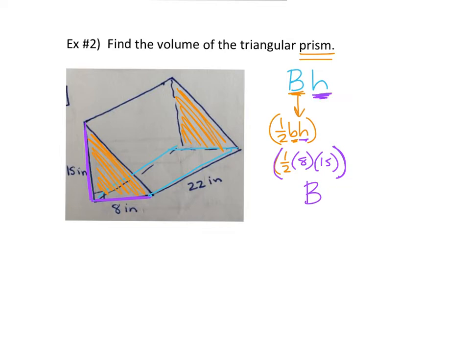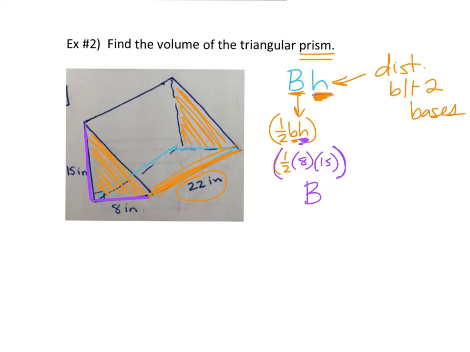Here's an H, here's an H. They are not the same H, okay? What you're gonna use for your second H is the height of the figure. And the height of the figure, so this H here, is always the distance between the two bases. Okay, so the distance between the two bases here is this 22.